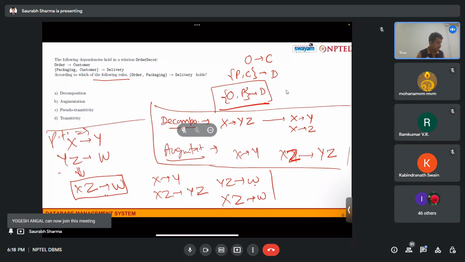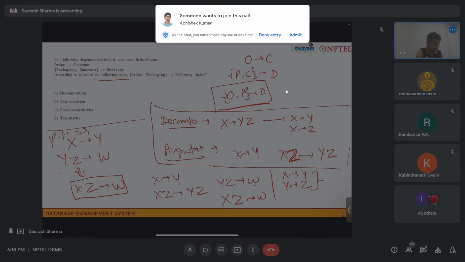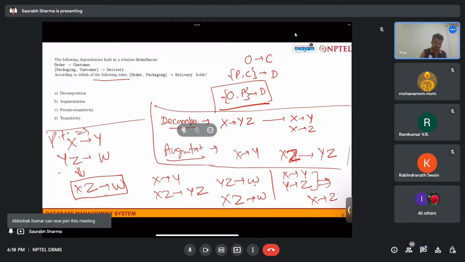Then there is transitivity. In transitivity, if it is given that X determines Y, and then Y determines Z, then we can infer from here that X can also determine Z. So these are the four rules they have provided in the options. There are two more rules, union and reflexivity.